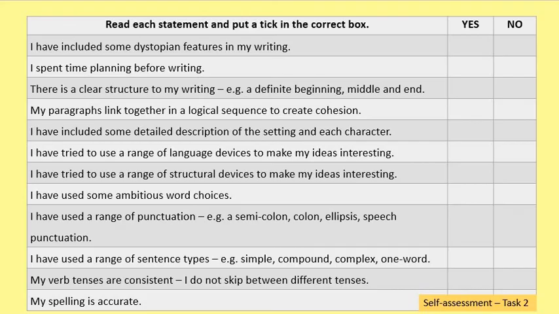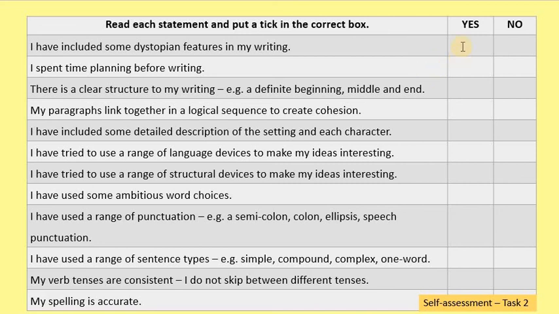Now here is a really lovely form or chart for you as a self-assessment. I would like you to go through this. You don't need the actual copy of this, but what you can do is go, right, have I included some dystopian figures in my writing? Well, yes, I've got a surveillance camera that's watching someone.